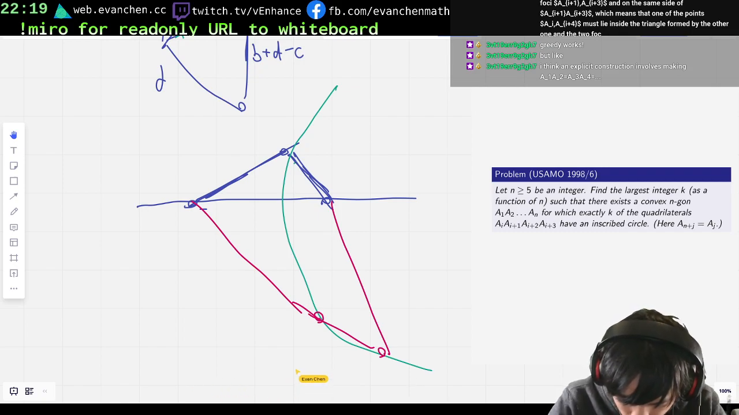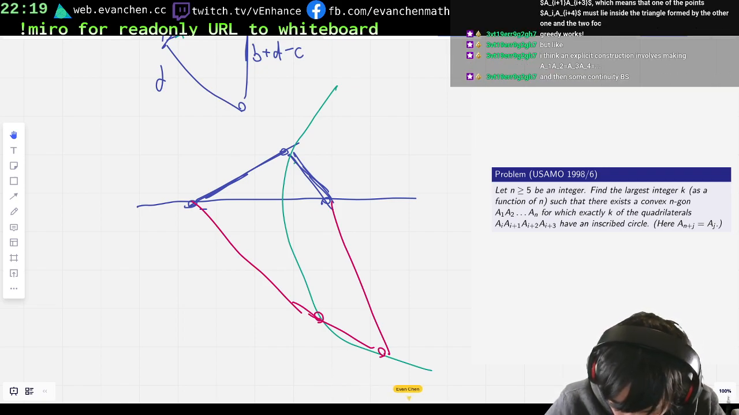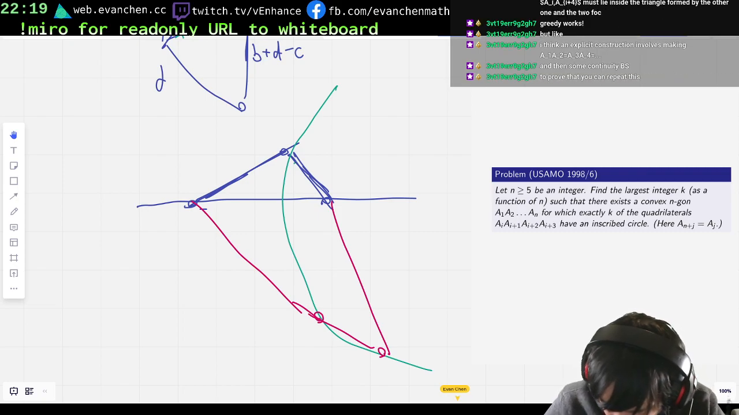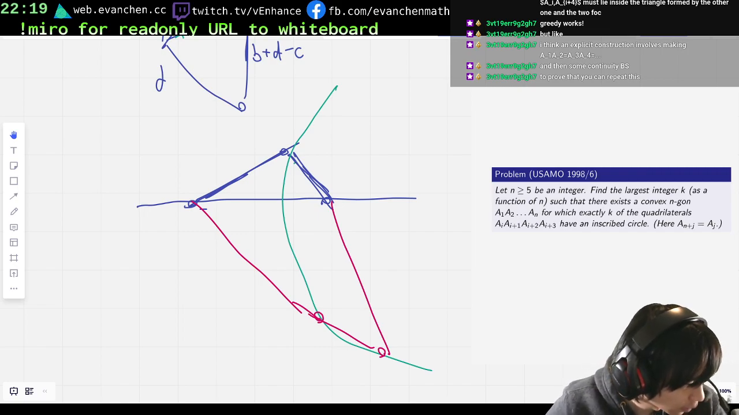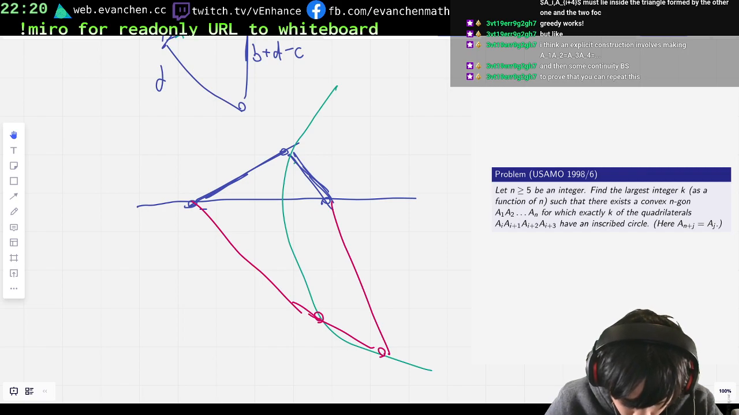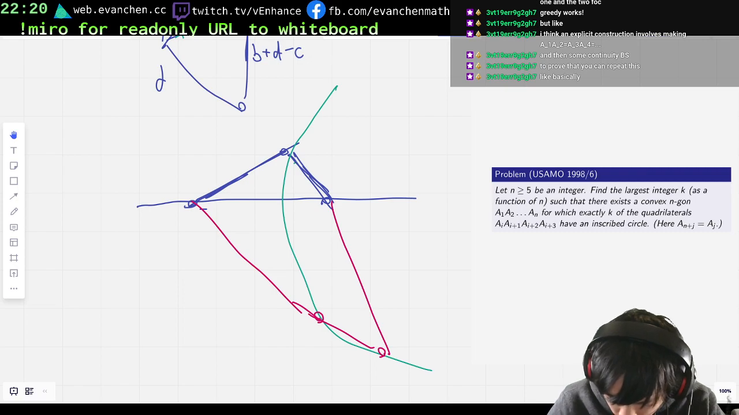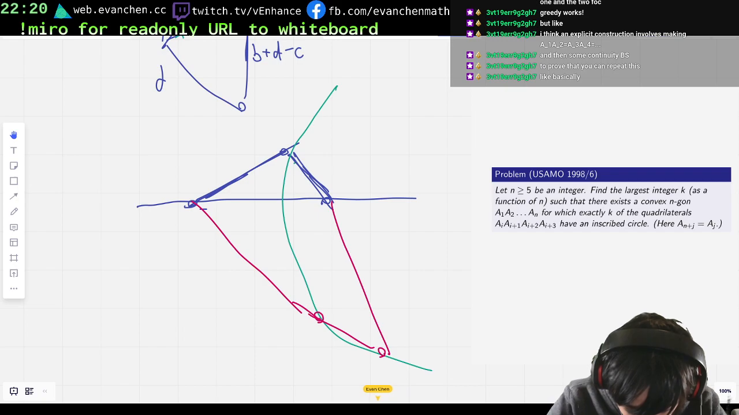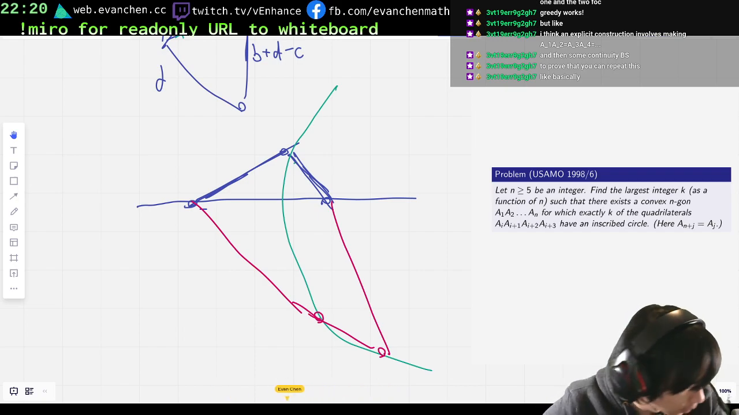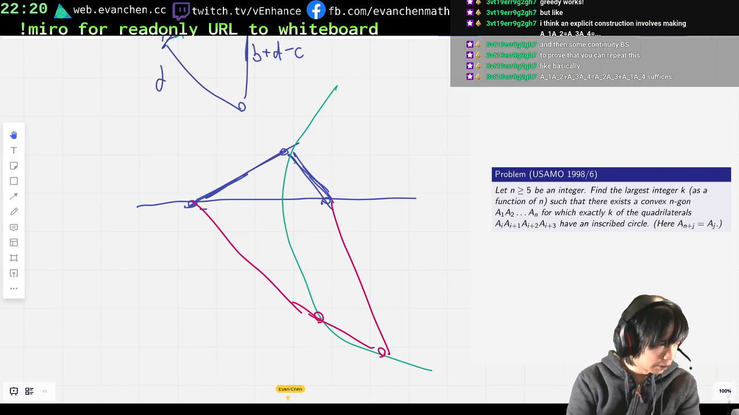Oh, this is really annoying to draw. Ah, undo. No, what the heck? It's just out of battery. God damn it. Why does this always happen? But yeah, I agree that something like this should work.